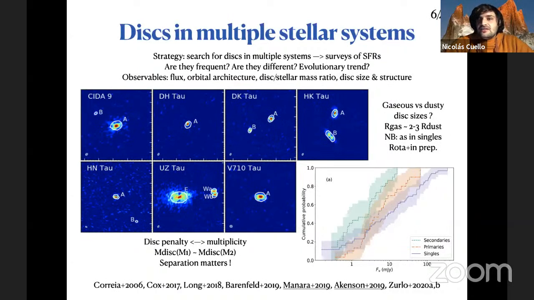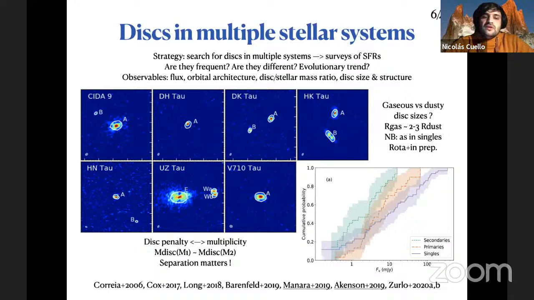So the strategy here is to do surveys of star-forming regions, and then what we're trying to see is where are the disks, are they frequent, are they different from single star disks? Is there any evolutionary trend hidden behind this? And the observables we use in this case are the flux, the orbital architecture we can observe, the disk-stellar mass ratio, the disk size, and its structure.